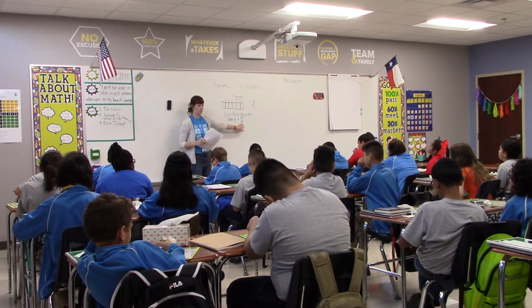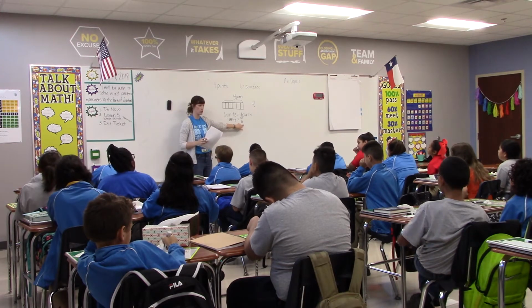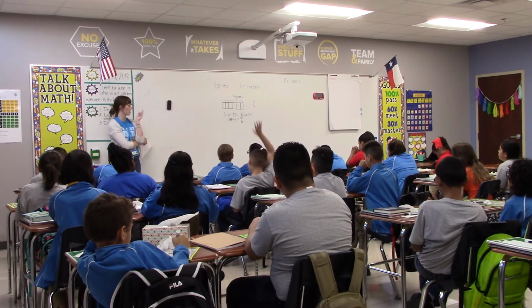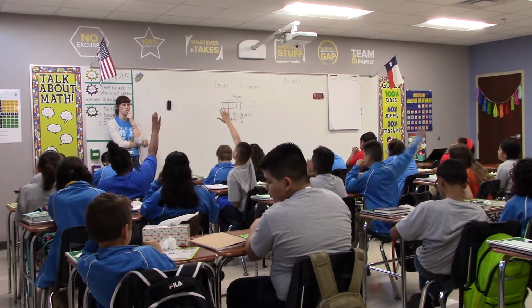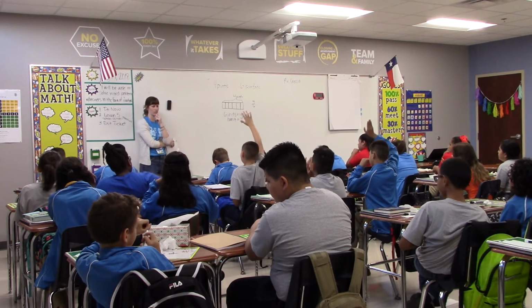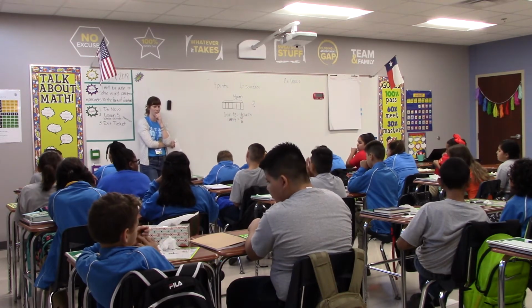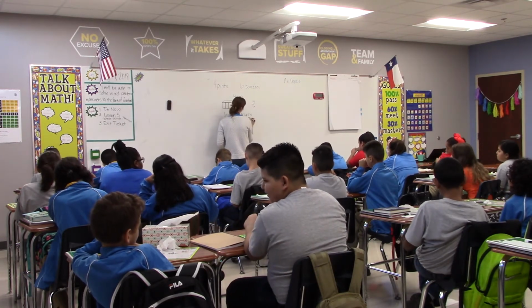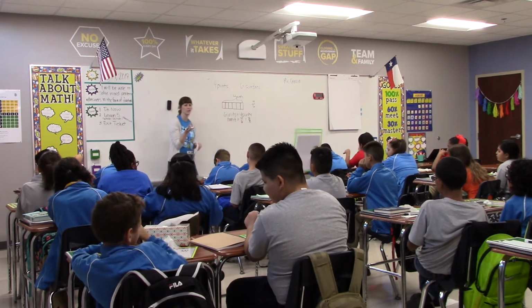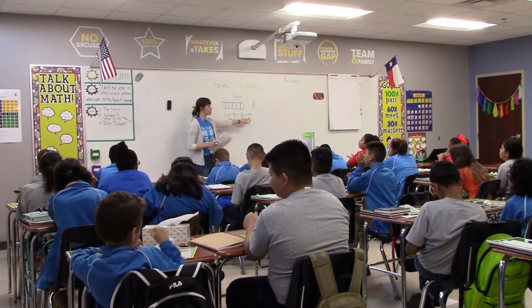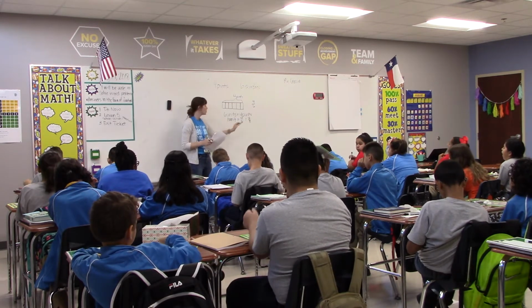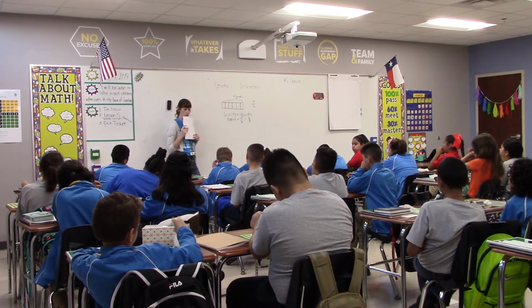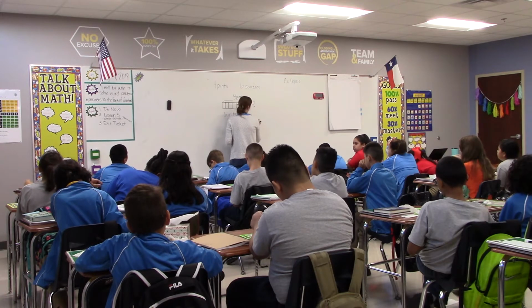What can I do with this now? Can I make this nicer? What can I do to it? 4/6. Can we change that in any way? John is dying to answer. Go ahead. 2/3. Yeah. We can turn it into 2/3. And how did you do that? He divided it by 2. 4 divided by 2 is 2. 6 divided by 2 is 3. 2/3 what? What are we talking about? Pint. Yeah. 2/3 of a pint.